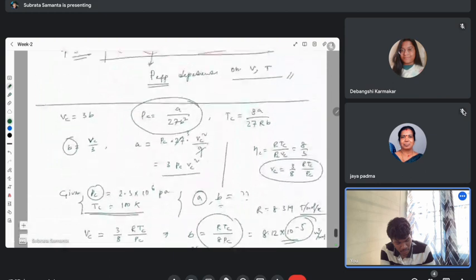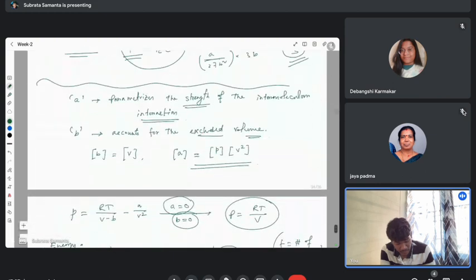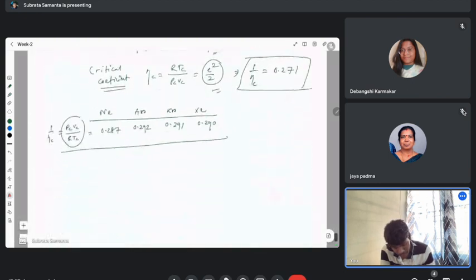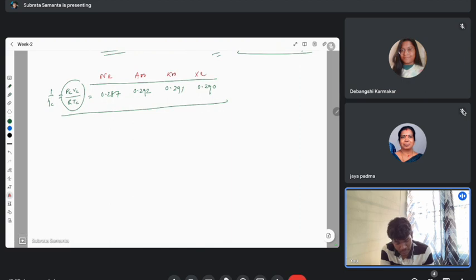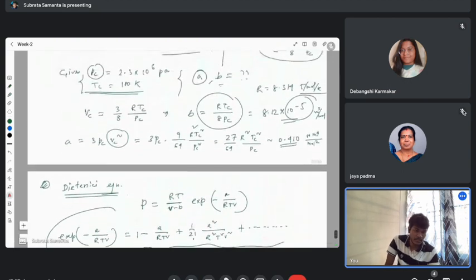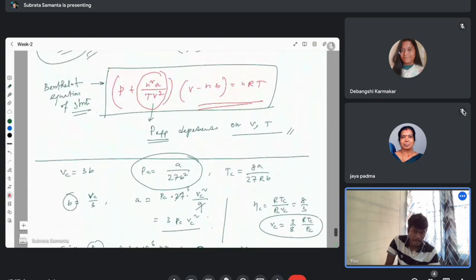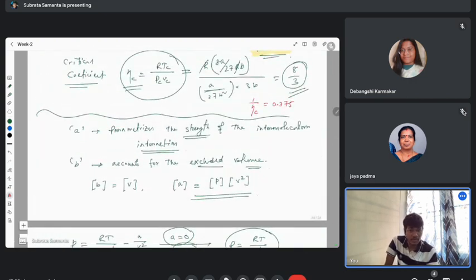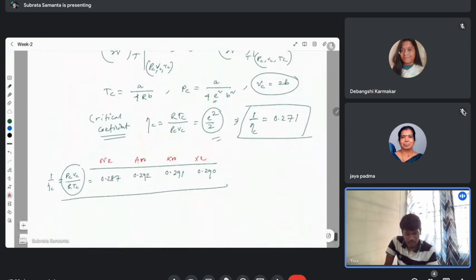But in the previous case, for Van der Waals gas, if you calculate this 1 over eta C, it's 0.375, right? So for this kind of gas, a noble gas, neon, argon, xenon, the value of 1 over eta C tells us that the Van der Waals equation of state is not the whole story, because we get 0.375, but we are getting much lower values, 0.287, 0.291, this kind of thing.